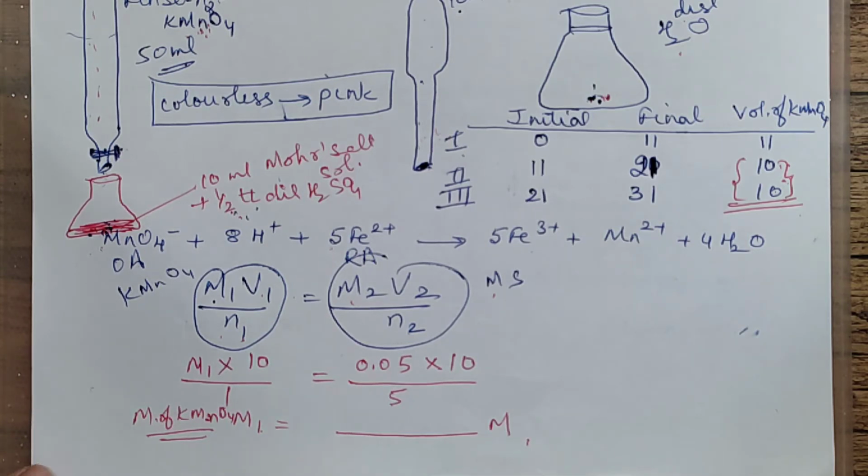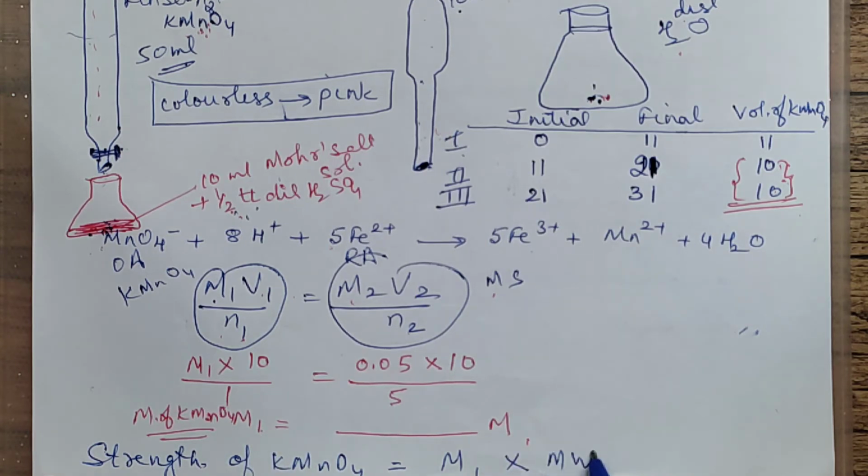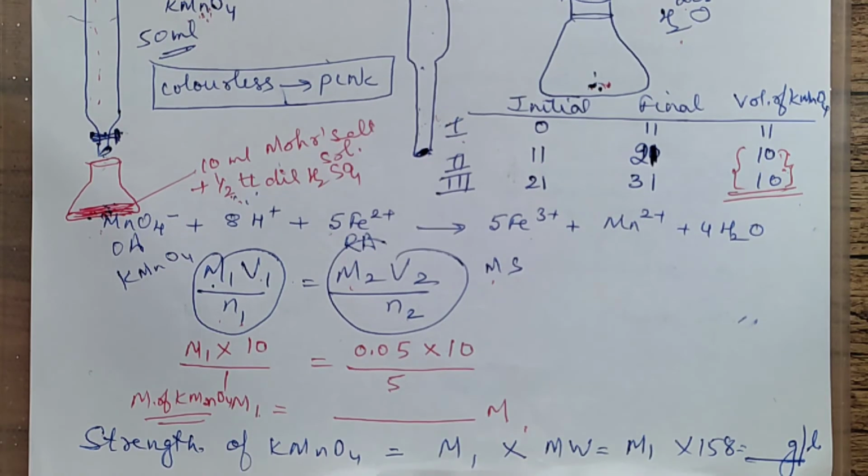And then one more thing you have to calculate in the question. You have to calculate the strength of the given KMnO4 solution. The strength of the given KMnO4 solution will be this molarity which you calculated multiplied by the molecular weight of KMnO4. That is 158. So M1, whatever answer you get, into 158, you will write down the answer as this much gram per liter. This is the answer. The strength of the given KMnO4 solution comes out to be this much gram per liter.